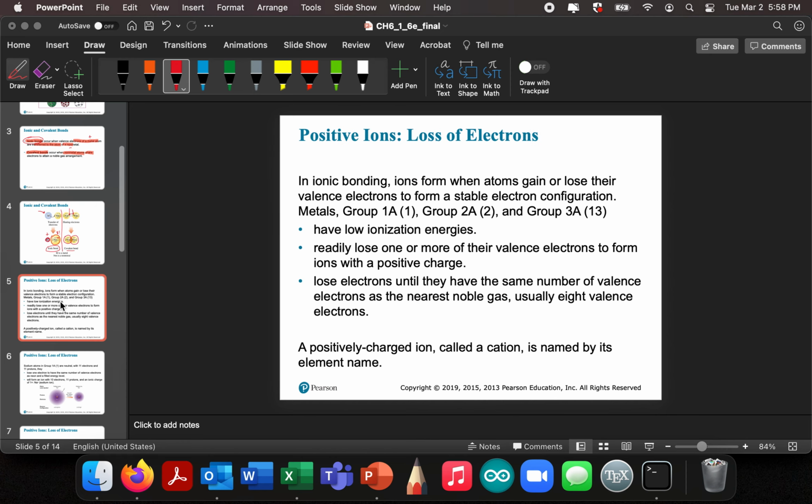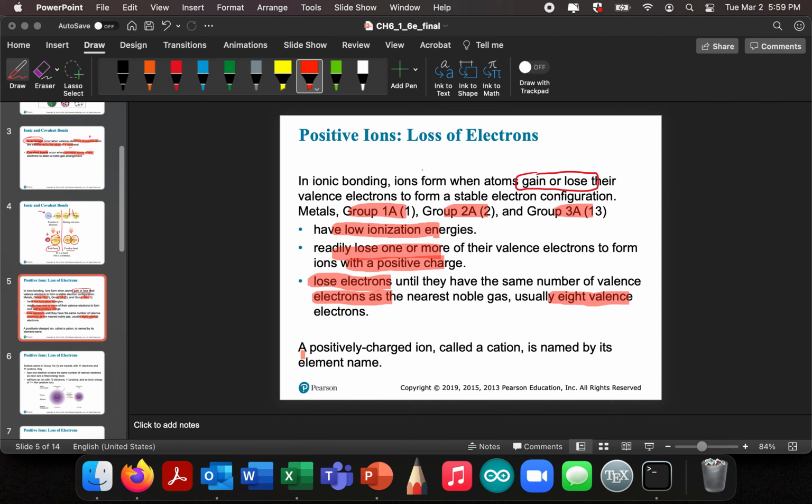All right, so let's talk more specifically about ions now. In ionic bonding, ions form when atoms gain or lose their valence electrons to form a stable electron configuration. Metals from group 1A, 2A, or 3A will typically have low ionization energies. That is the amount of energy it takes for an electron to be stripped from an atom. In other words, they readily lose one or more of their valence electrons to form ions with positive charges. They lose electrons until they have the same number of valence electrons as the nearest noble gas, which is typically 8 valence electrons.